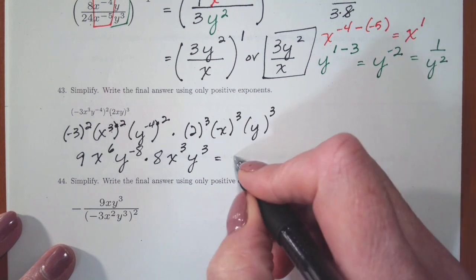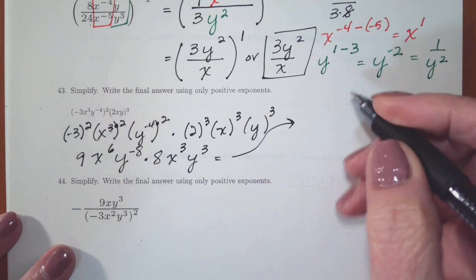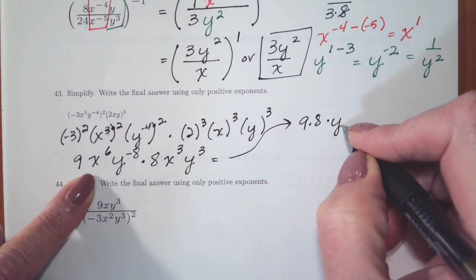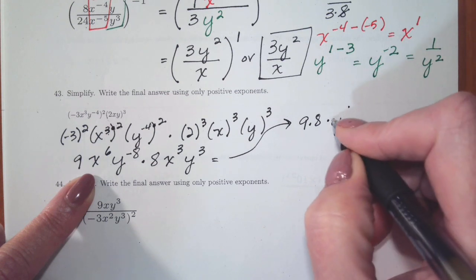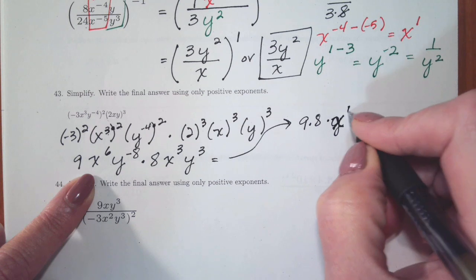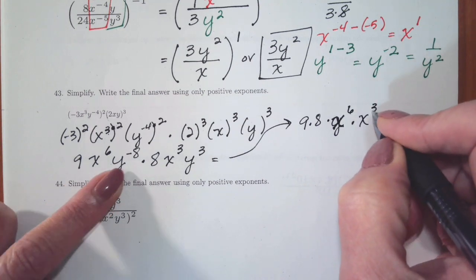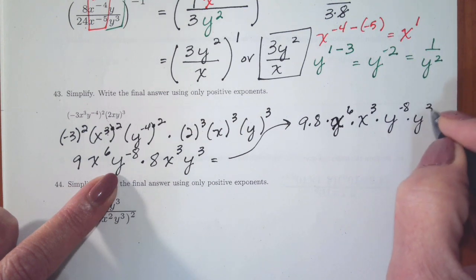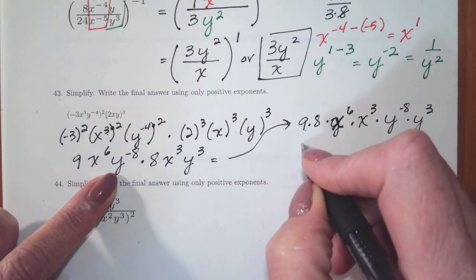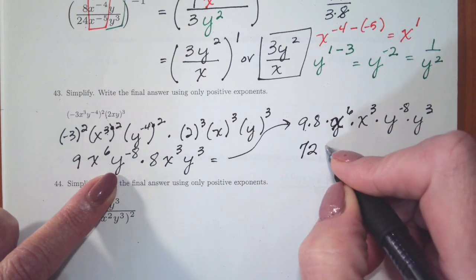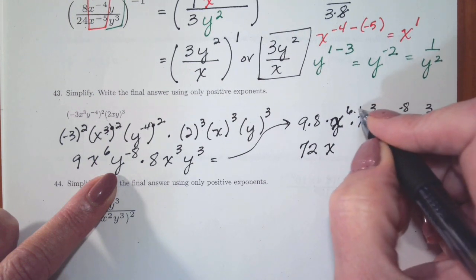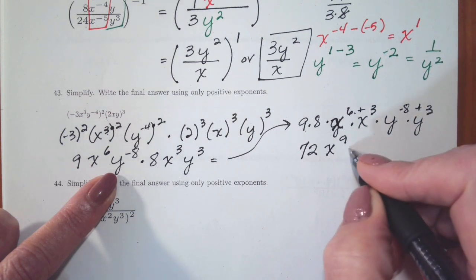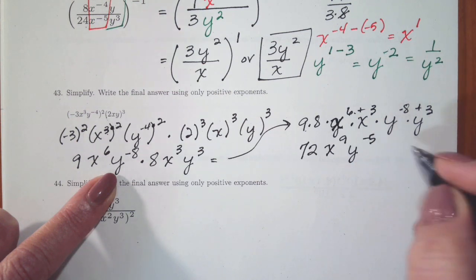Now I'm going to need a little bit more room, so I'm going to take this up here and write this as 9 times 8 times x to the 6th times x to the third times y to the negative 8 times y to the third. So that gives me 72. x to the 6th plus 3 gives me x to the 9th. Negative 8 plus 3 gives me y to the negative 5.